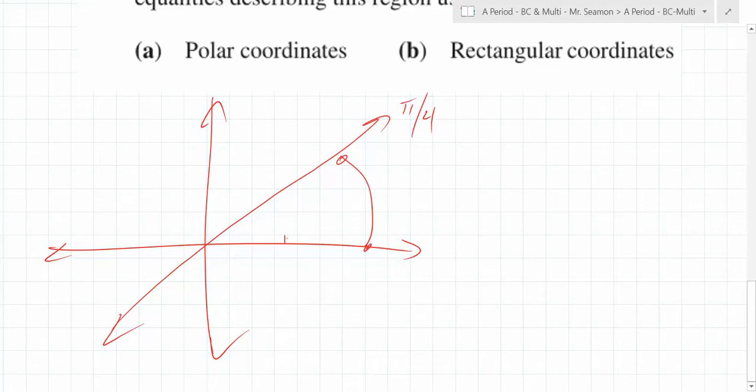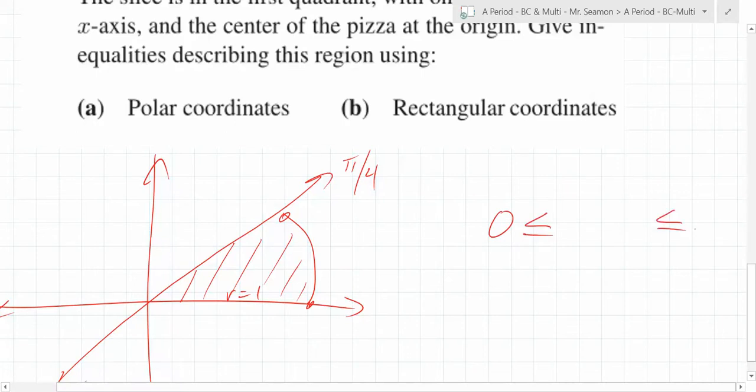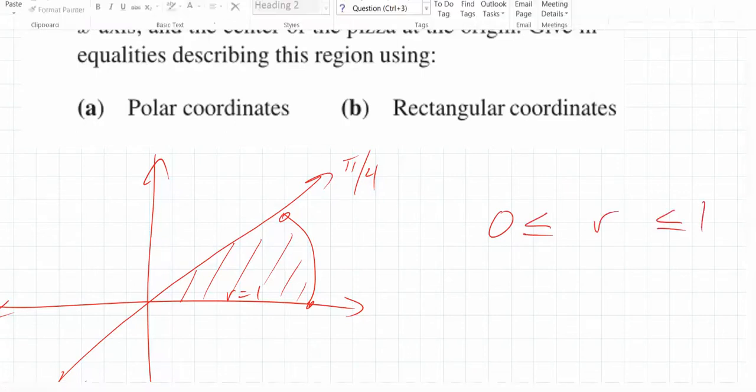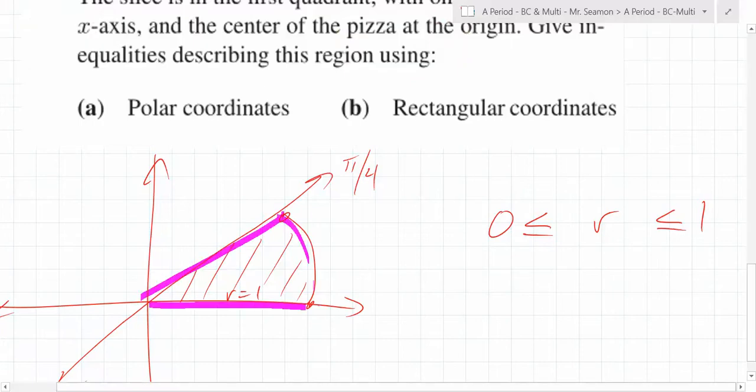What's the radius? 1, right. So they want you to describe this region with inequalities, right? So r: what's the lowest value r can be, and what's the biggest value r can be? 0 to 1. Because if you're looking at the set of all of these points right here, if you were going to put them all in a set, what's the lowest r value? 0. What's the furthest you can get from the origin?